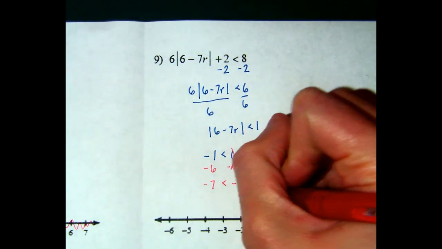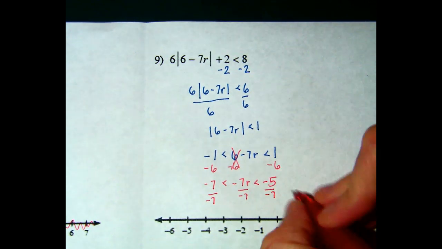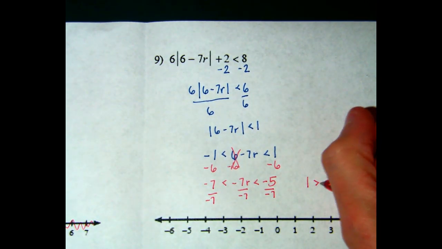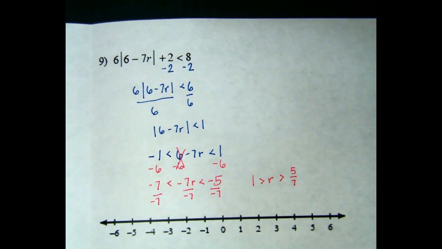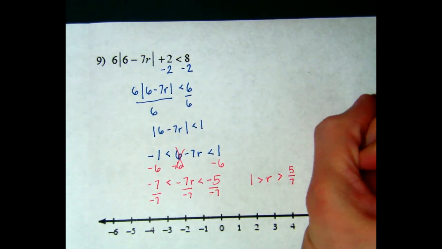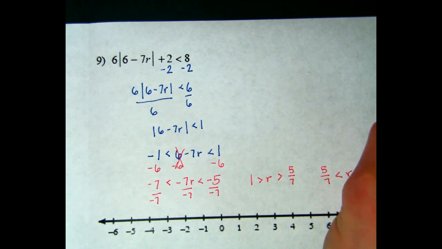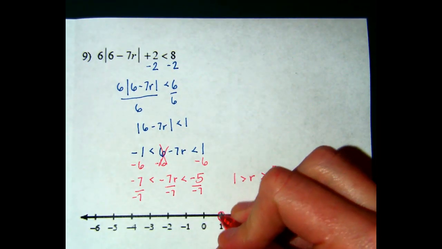And I'm going to divide by negative 7. Remember, if you divide by negative, even if it's in a compound inequality, you have to flip the symbols. So 1 is greater than r, which is greater than 5 over 7. I'm going to rewrite that so that I have my smaller number, 5/7, on the left with less than r, less than 1. So I'm going to graph at about 1 and then 5/7.